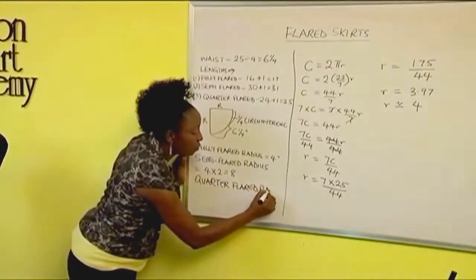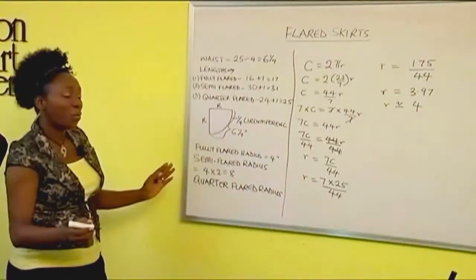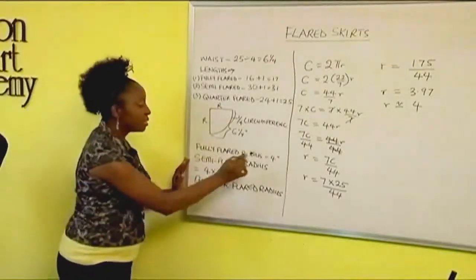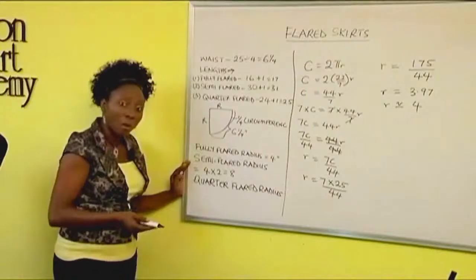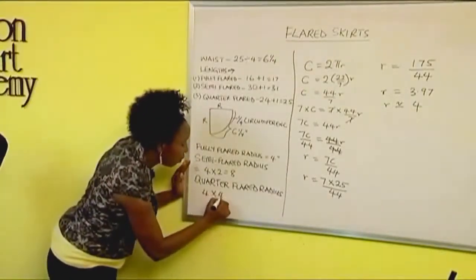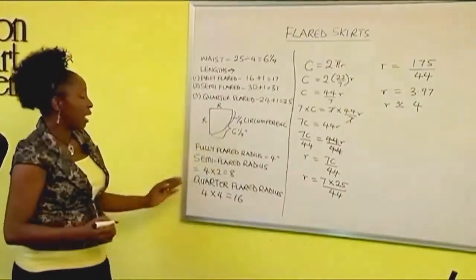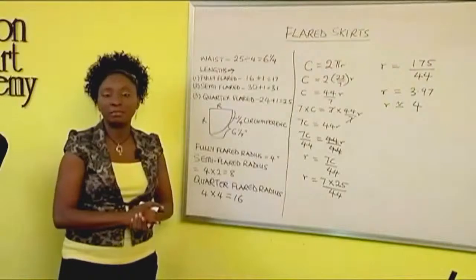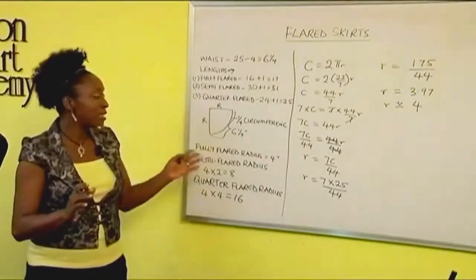For our quarter flared radius, I'm sure you can guess what we're going to do because it's a quarter. We're going to take this same fully flared radius we have here and multiply it by 4. That would be 4 inches times 4, and that will give us 16 inches. Now, I would not fold my fabric at all. I will use it as single ply, just like that. And you can see the differences.